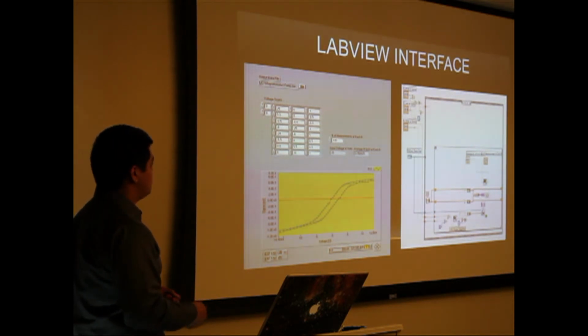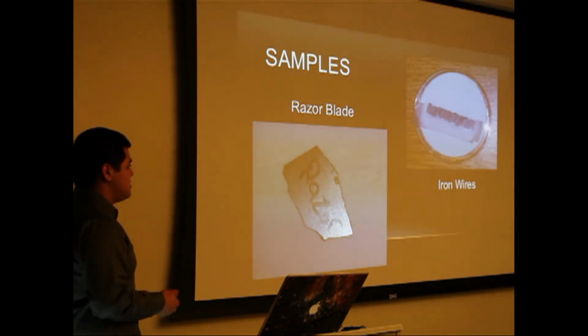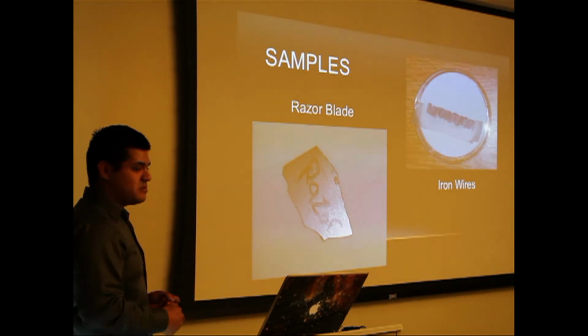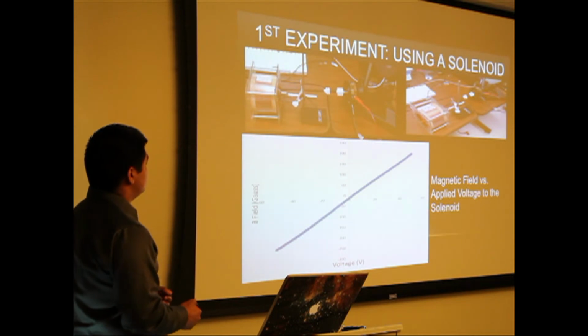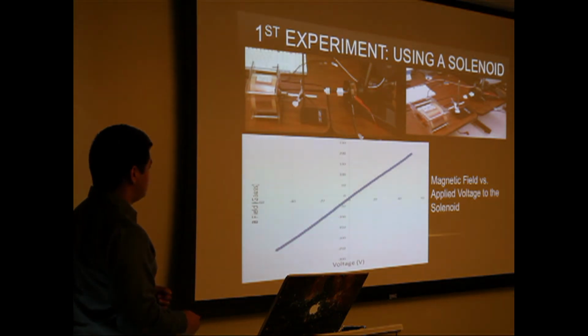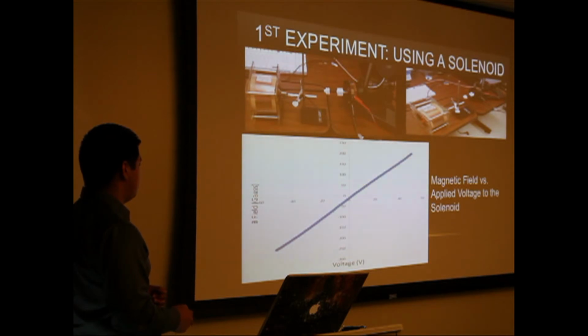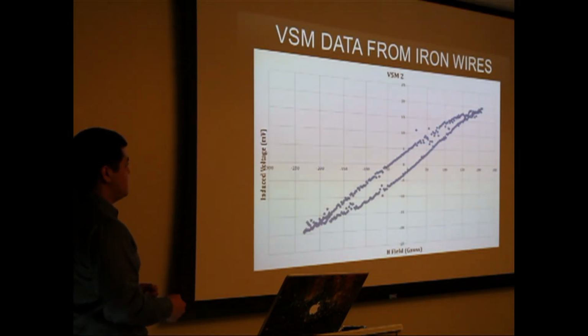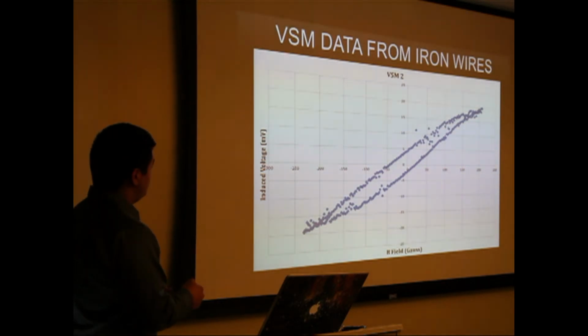And then of course the components in the background. So the samples that we used were an iron wire sample and a razor blade sample. For the first experiment, we used this solenoid. Basically, it vibrates. We calibrated the solenoid voltage to a B field. So if you have, let's say, 20 volts, that tells you how much B field you're going to have from the field. Then this is data that we got from this iron wire sample.